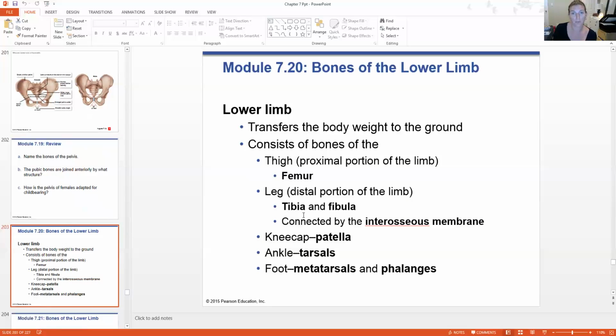Don't mix those two up. There's nothing called a tibula and nothing called a fibia. Please, please don't make that mistake. Oh, it drives me nuts. It's connected by an interosseous membrane. There's the kneecap, the patella, there's the tarsals, metatarsals, and phalanges again.